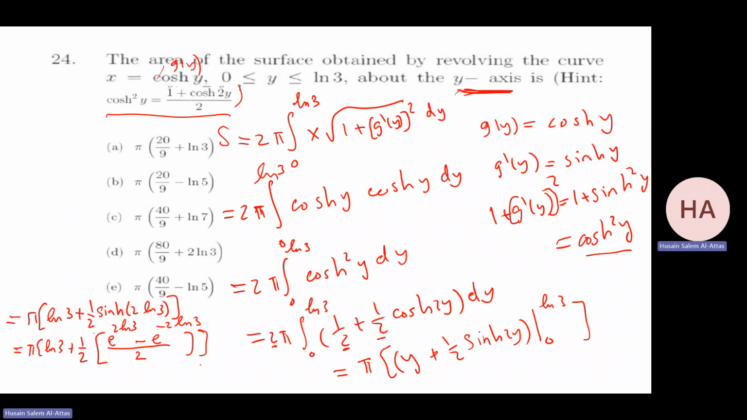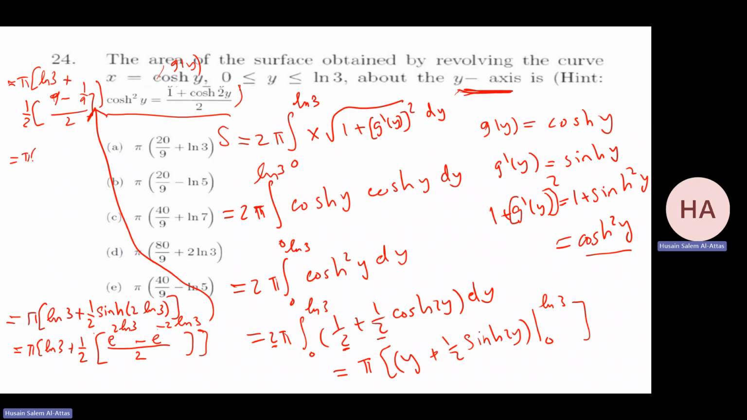That gives me pi of ln 3 plus half of what? e to the 2 ln 3, that will be 9, 9 minus, this will be 1 over 9, over 2.